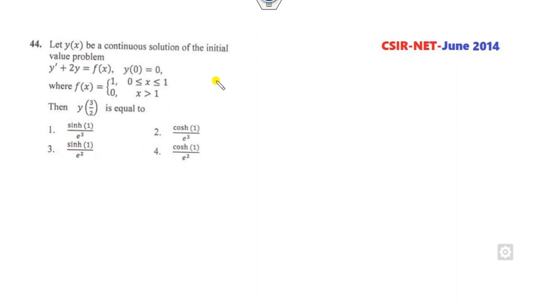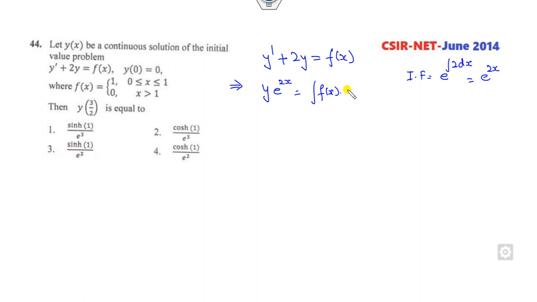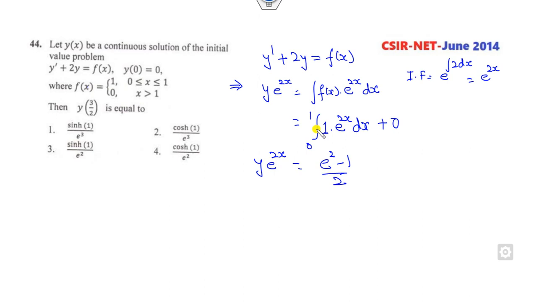Okay, look at this one that is given to you here. y dash plus 2y is equal to f(x). That's very simple. This is a linear differential equation. So I can find the integrating factor, e raised to the power integral of P dx, so e raised to the power 2x. Fine. Integration of f(x) times e raised to the power 2x. Now I can substitute the value of f(x): from 0 to 1 its value is x, otherwise 0. So what is the integration of this? e square minus 1 over 2. Fine.